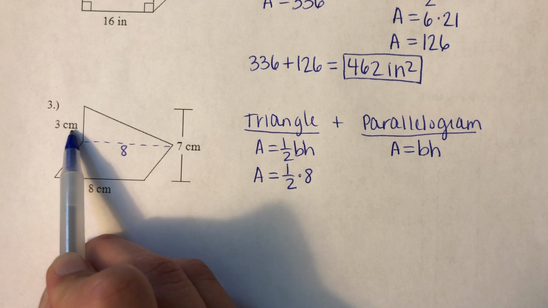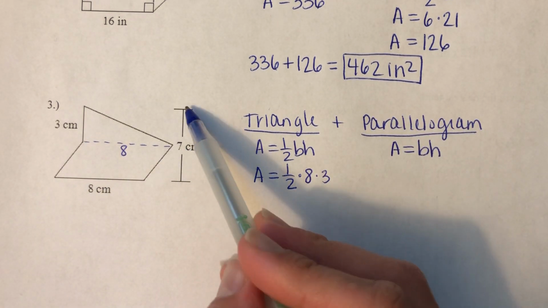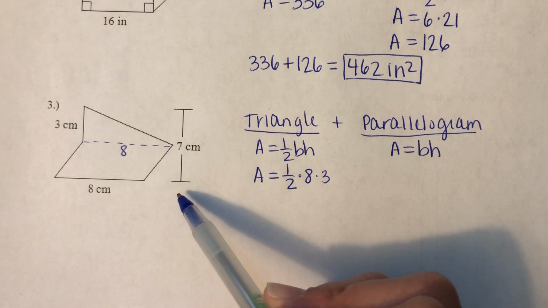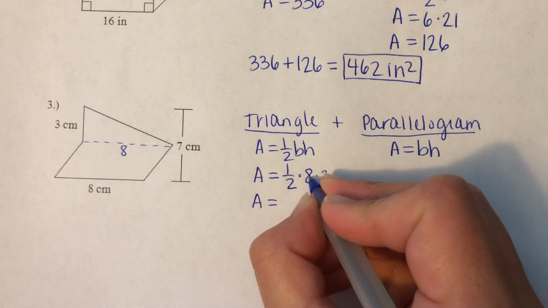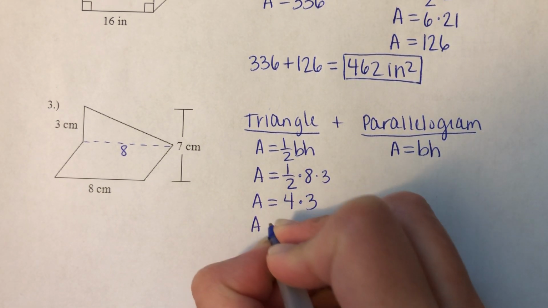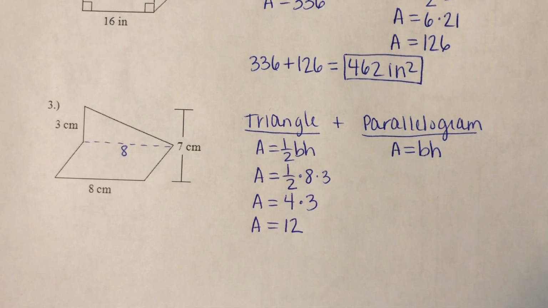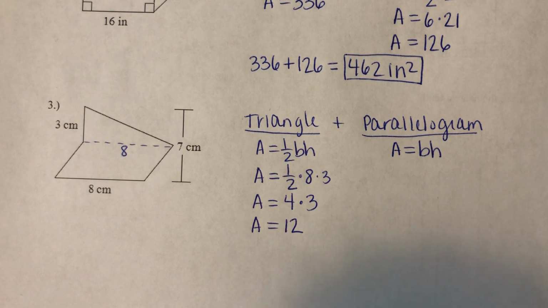And the height of my triangle, I see it's 3. Notice it's not 7, that's too tall. That goes past the triangle. Half of 8 is 4. Bring down the times 3. And 4 times 3 is 12. That takes care of our triangle. On to our parallelogram.